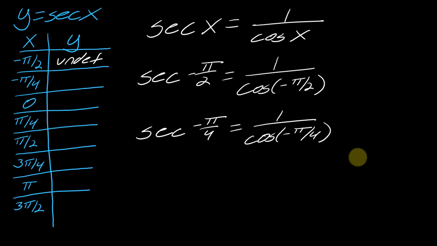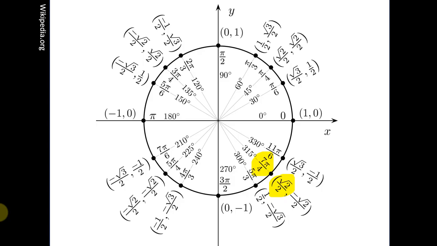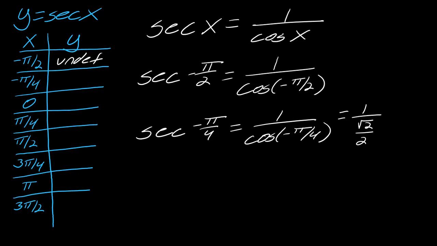When you go through the work to figure this out, for negative pi over 4, I need to take the x coordinate, so this would be square root of 2 over 2. I just want to show you how much more complicated this gets with secant and cosecant. I want you to appreciate it. I'm going to show you some tricks for this later, so just go with me here. So I've got 1 divided by square root of 2 over 2, because that's the value of cosine of negative pi over 4.